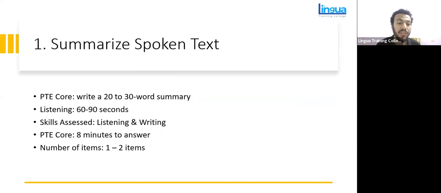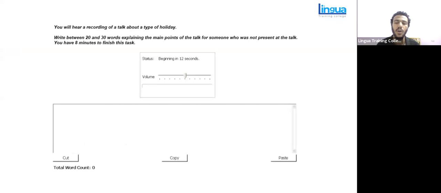In summarizing a spoken text, you get a text to listen to, and then you type the summary. The summary has to be around 20 to 30 words, and the question comes once to twice. You get 8 minutes to answer. The listening will be 1 minute to 1 minute 30 seconds. Here's an example. Again, all typing rules apply, but you don't get to use the keyboard for copy, cut, and paste. You have to use the options on the screen with the mouse.